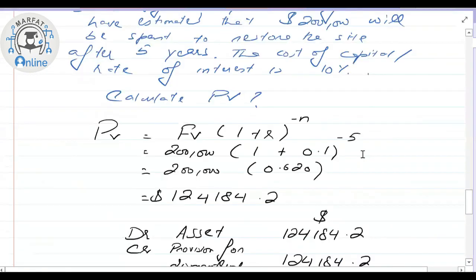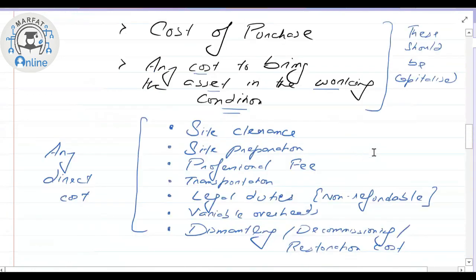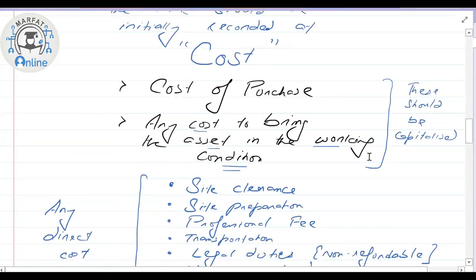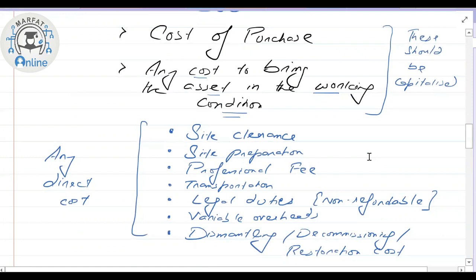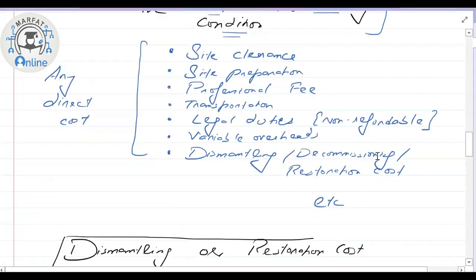Okay, this was the initial cost. Initial cost means the elements which we are going to capitalize. So that is cost of purchase plus any cost to bring the asset to working condition.